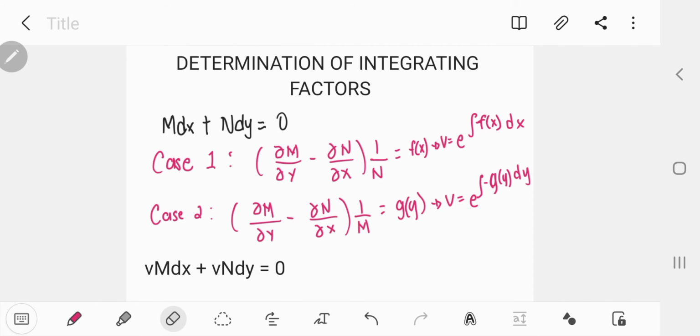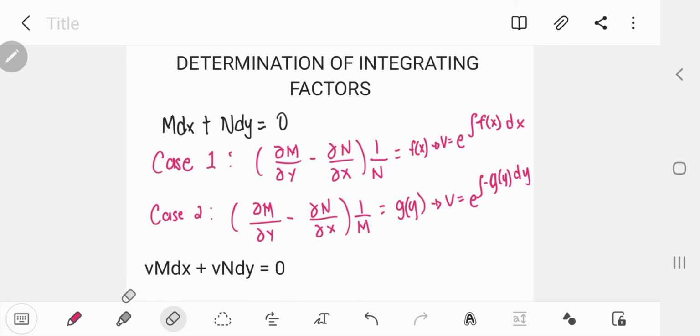And now we have the second case. We have the partial derivative of M with respect to y minus the partial derivative of N with respect to x, times 1 over M, is equal to g of y, if b is equal to e raised to the integral of negative g of y dy.